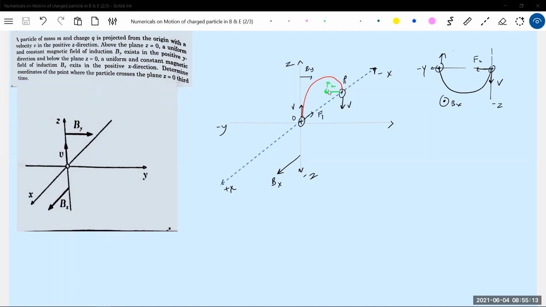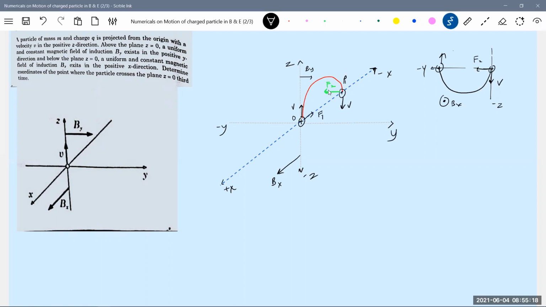What do you mean by it will move in xy plane? Please understand. Please think once. How will the particle move in xy plane?